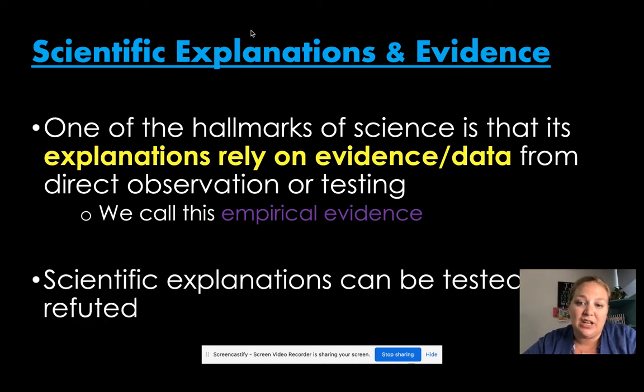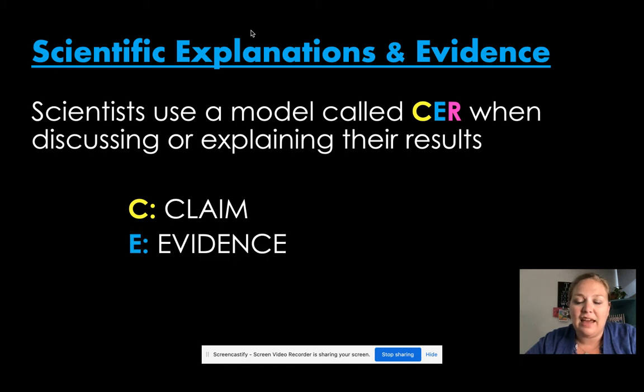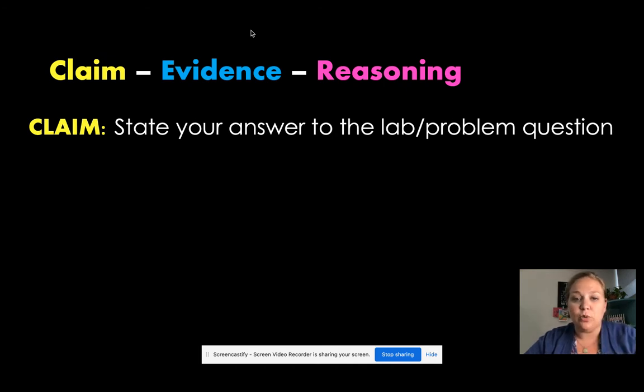And scientific explanations can be tested or refuted based on other people's ability to replicate and get the same results in their data that you did. It doesn't have to be exact, but it should be a similar trend. So to do this, scientists write CER, or claim, evidence, reasoning. So for the claim, you are simply going to state your answer to the lab problem or question. You just state your response. Yes, no, maybe. As temperature increases, flexibility increases.